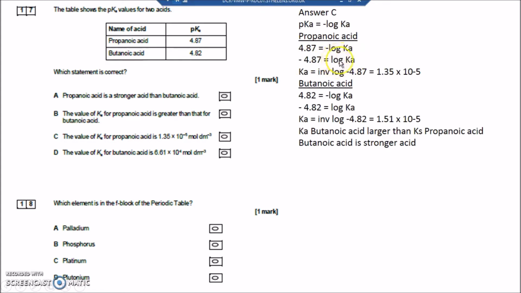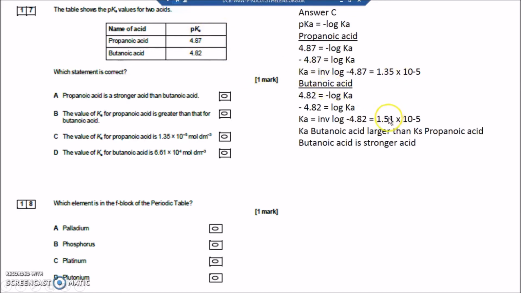Then you can get rid of the log by doing inverse log or shift log on your calculator. So inverse log or shift log of minus 4.87 equals 1.35 times 10 to the minus 5. So that's the Ka of propanoic acid. You do the same thing for 4.82 for butanoic acid, and it works out as 1.51 times 10 to the minus 5. So now I've got the Ka's, the acid dissociation constant or the equilibrium constant for these two acids.